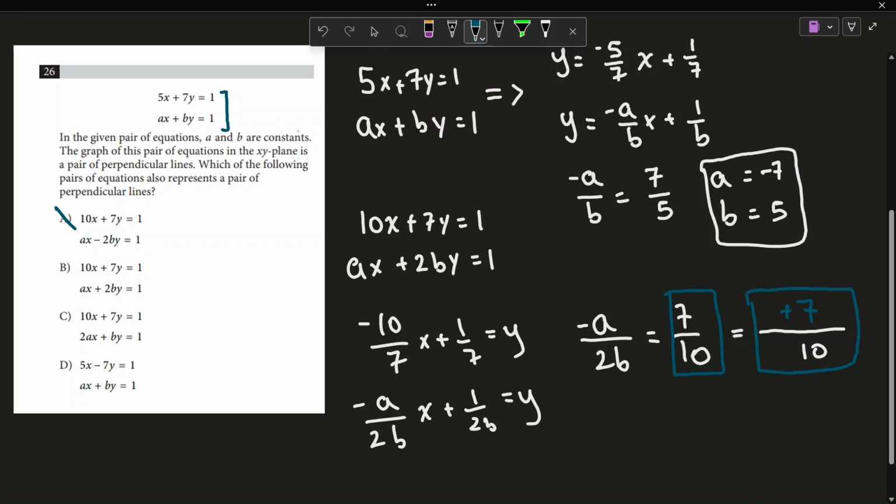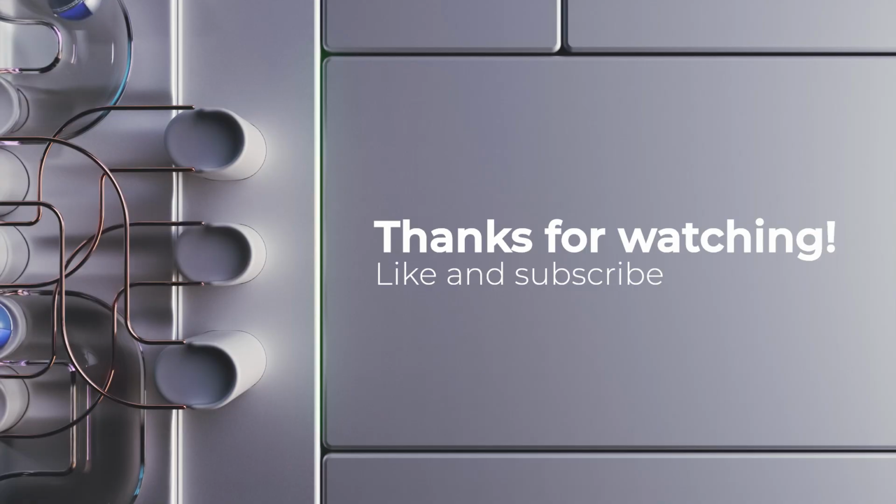So that means answer choice B is the right answer, as these two equations have perpendicular slopes.